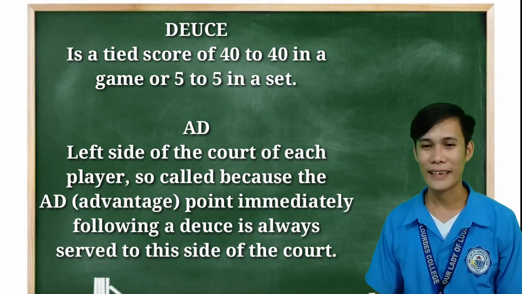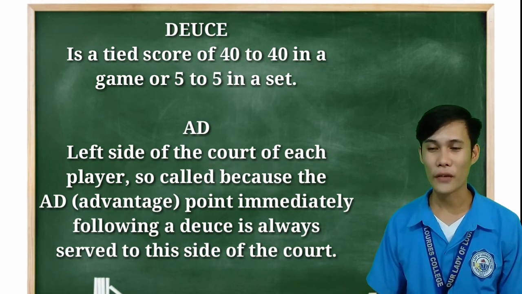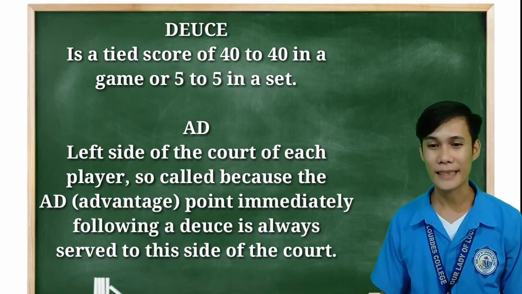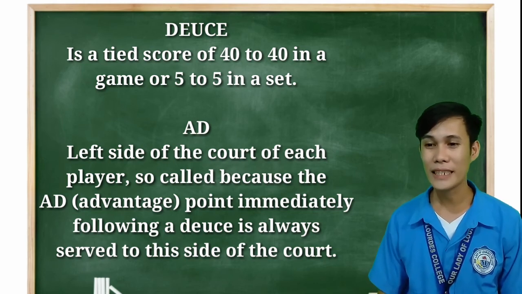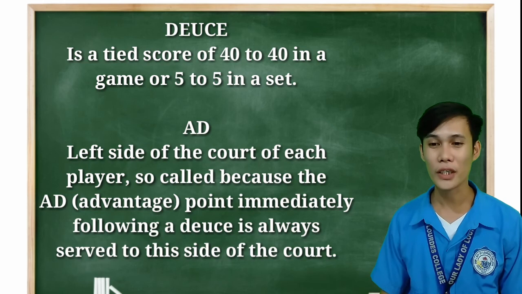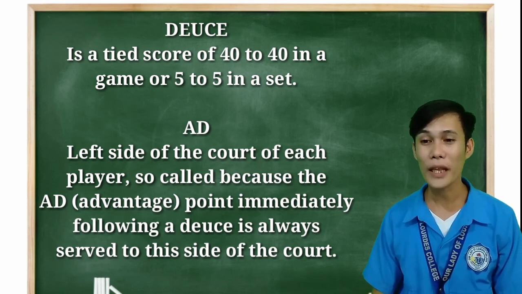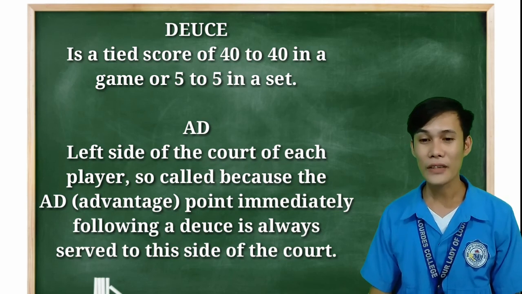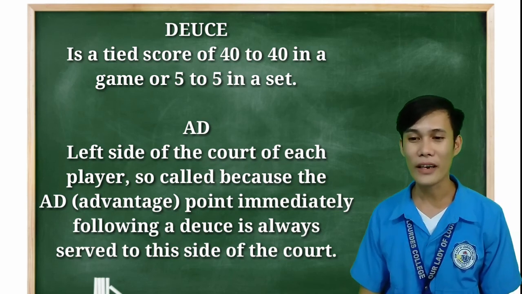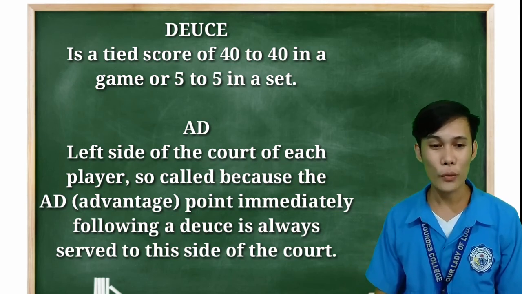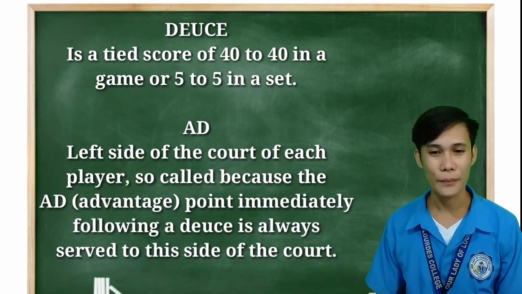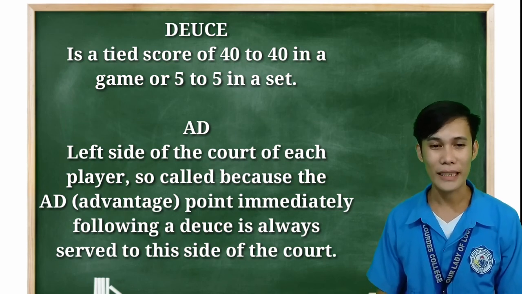Ad, or advantage, is the left side of the court of each player, so called because the ad point immediately following a deuce is always served to this side of the court. So it means if both players get the deuce score, the left side of each player will get the advantage, because the point after deuce will be served on this side of the court. So that's why we call it advantage.